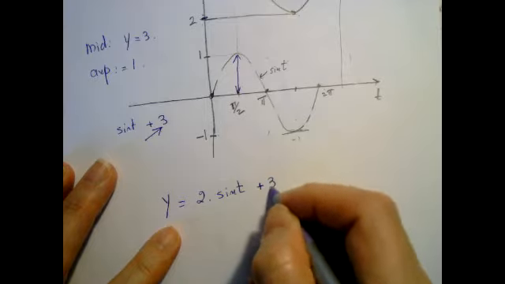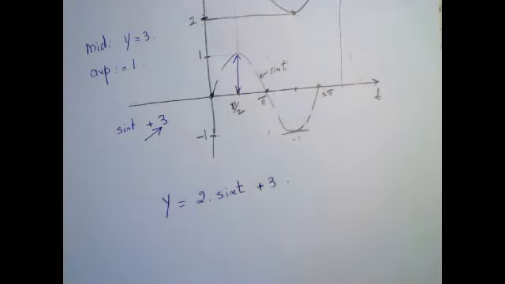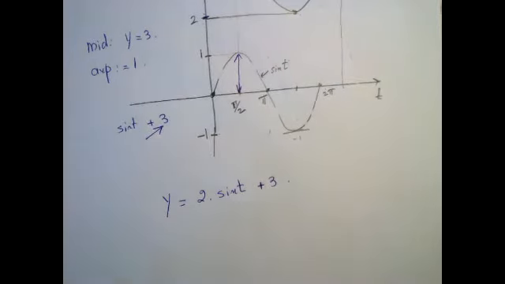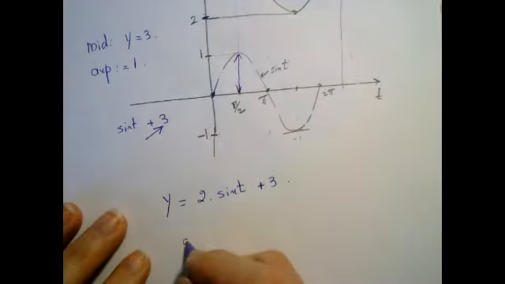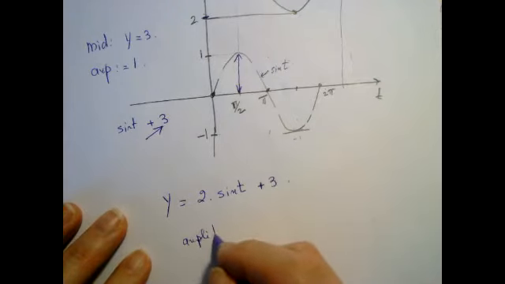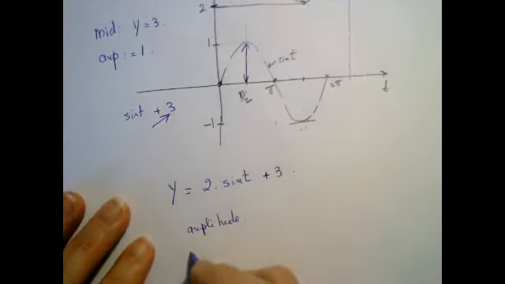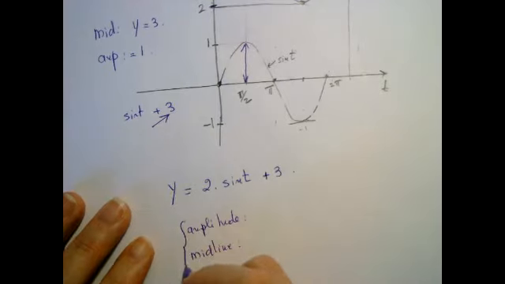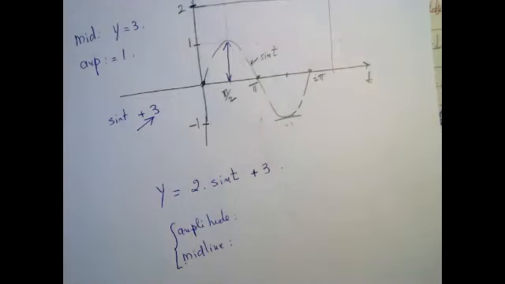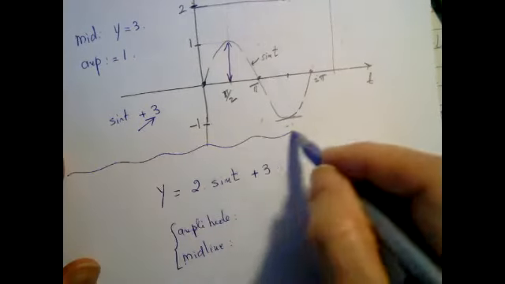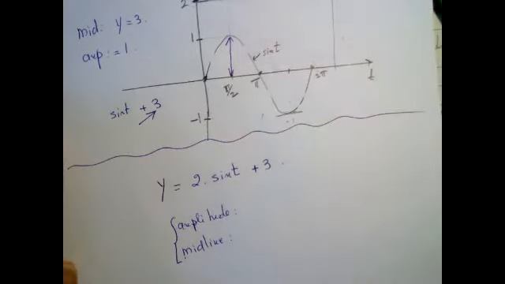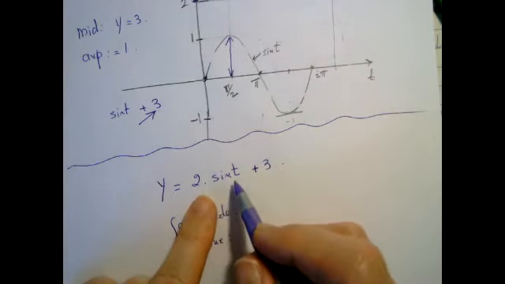+3. Okay, and let us analyze this function in terms of what's going to be its midline and what's going to be its amplitude. Midline. Okay, let's analyze this function very well. Anybody would like to start? The amplitude is 2.